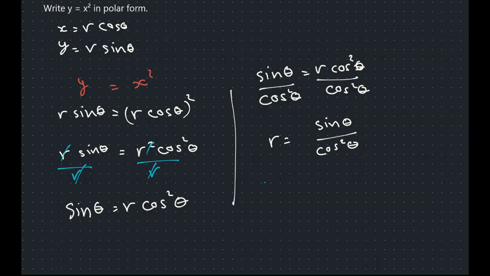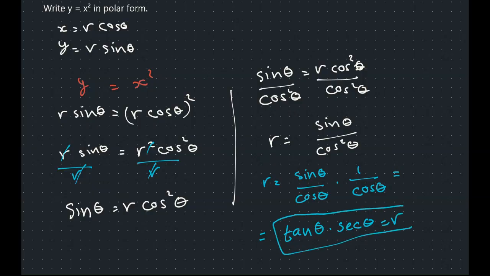How do we simplify it? We can break this into two different fractions. We have sine theta over cosine theta times 1 over cosine theta, right? And sine over cosine is easily tan, right? So this is tan theta. And then 1 over cosine is just secant theta. This is equal to r. So this is the final polar form.